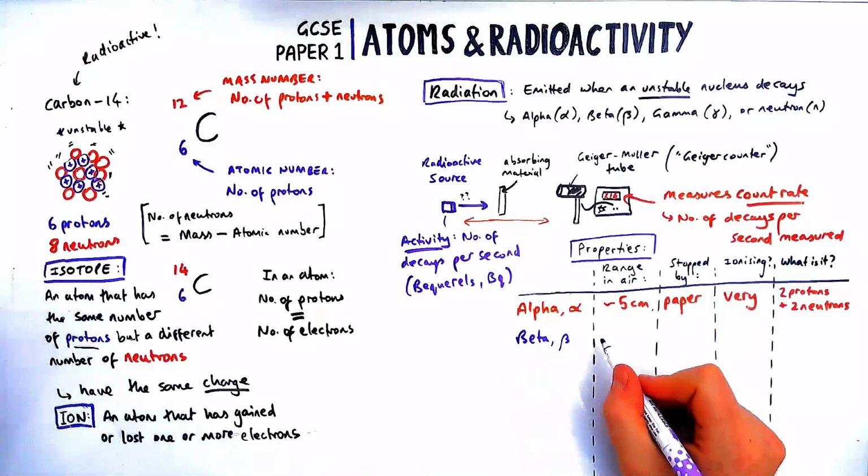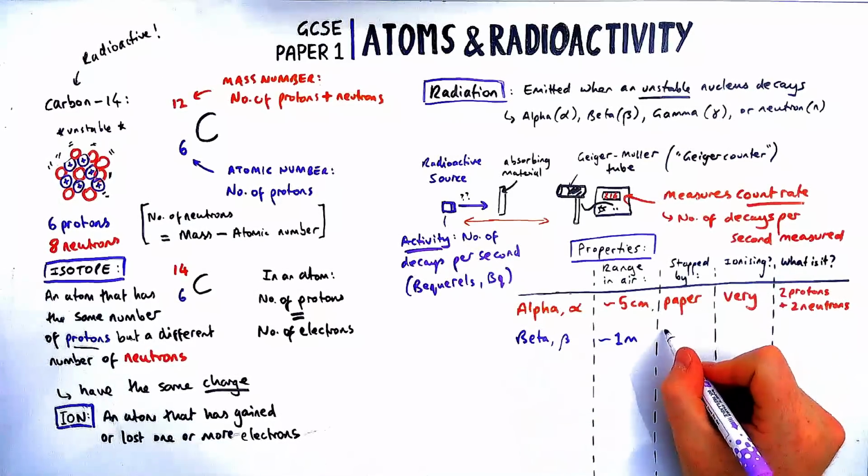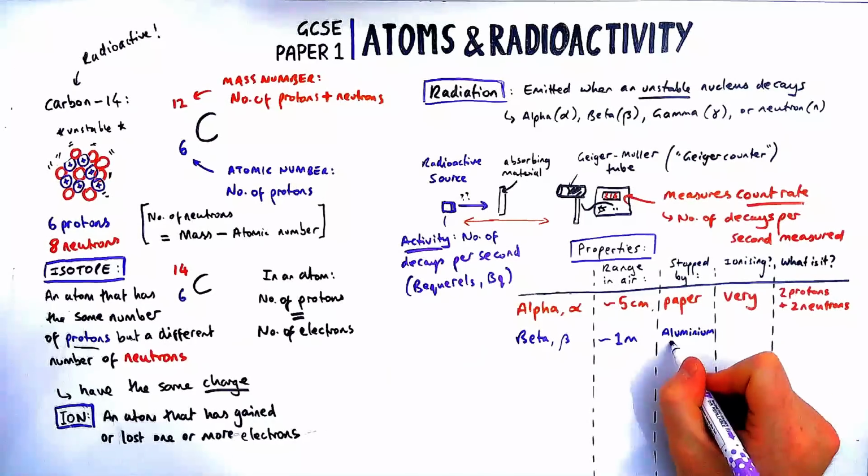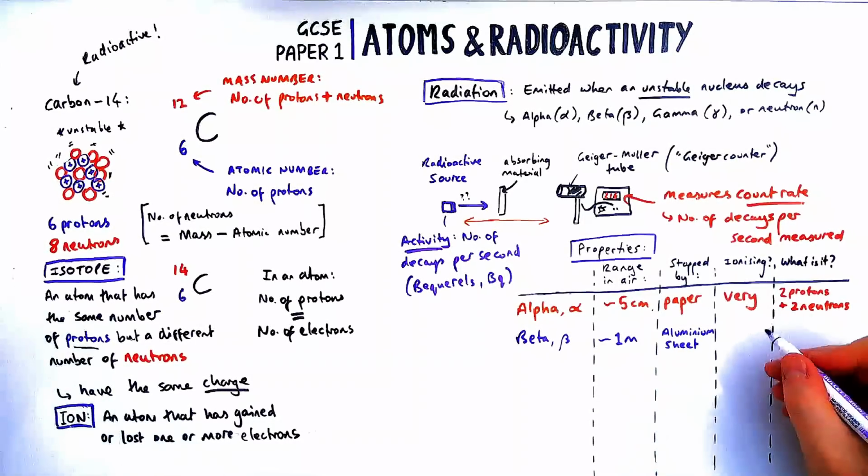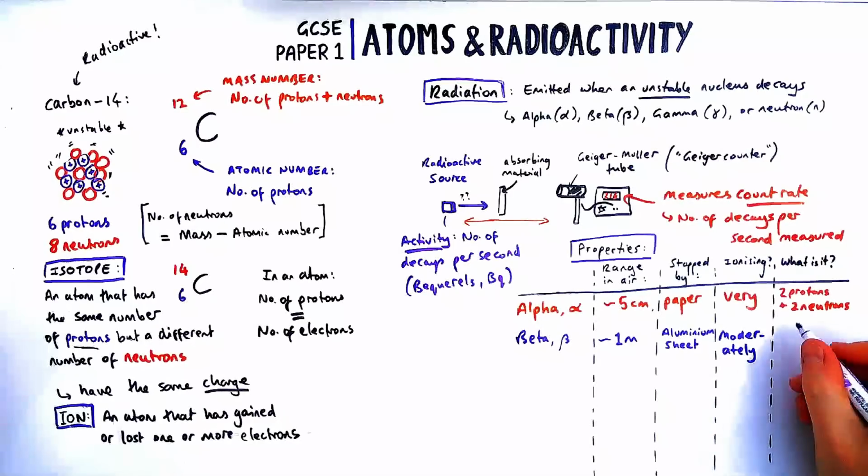Beta particles, on the other hand, have a range of up to a metre in air. They're only stopped by a thin sheet of aluminium, and they are ionising, but only moderately ionising, not as much as alpha radiation. A beta particle is an electron.